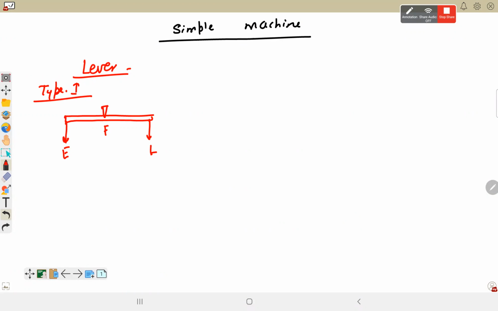Shrey, example of the first type of lever. Example of type 1 lever. Seesaw. Seesaw, or at least 4 examples. Kabir, example of type 1 lever.